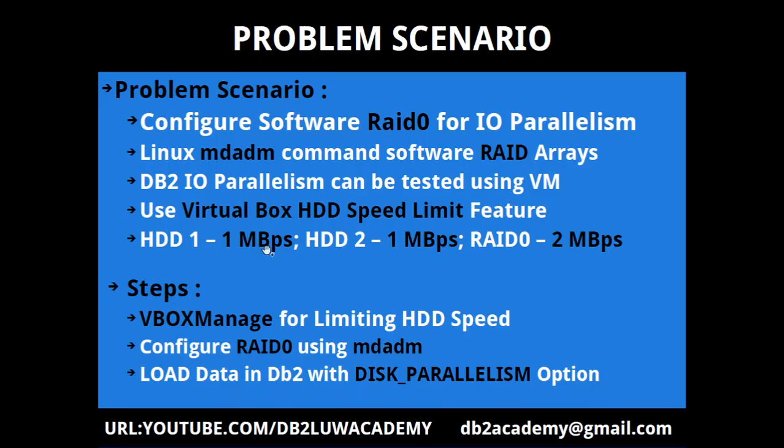Let's go back to the slide. If you're using a VM, not everybody has access to a physical RAID array or that kind of hardware. If you're using virtual machines, and particularly Oracle VirtualBox, you have a feature wherein you can put a speed limit on your hard disk. I can attach a hard disk to VirtualBox: HDD1 with 1 Mbps speed, HDD2 with 1 Mbps speed. I can configure a RAID using the Linux mdadm command and create a software RAID array. If the parallel writing is happening, we can expect the throughput to be 2 Mbps.